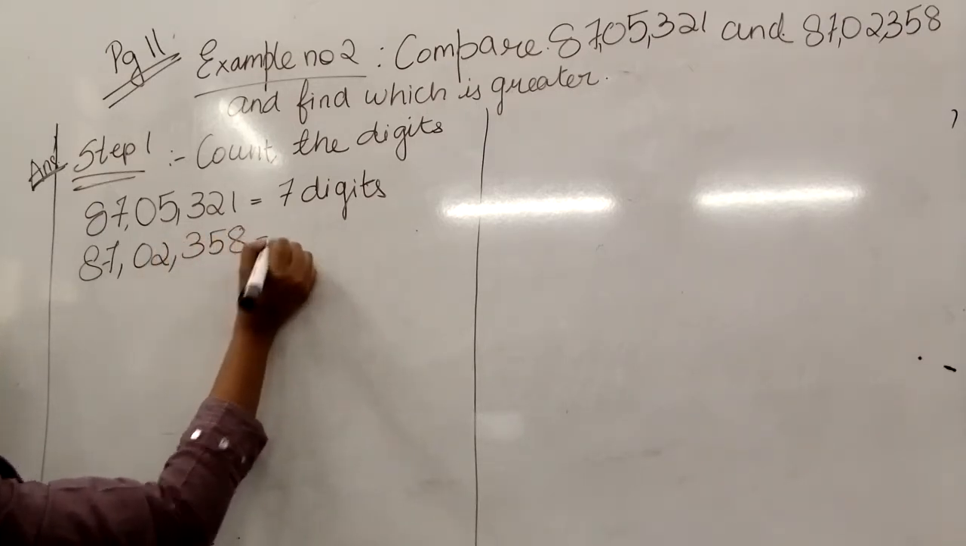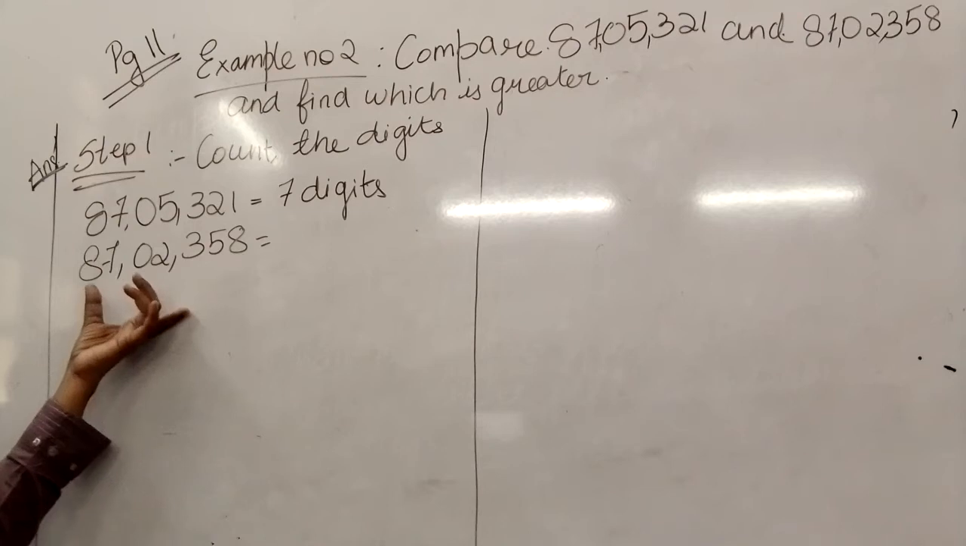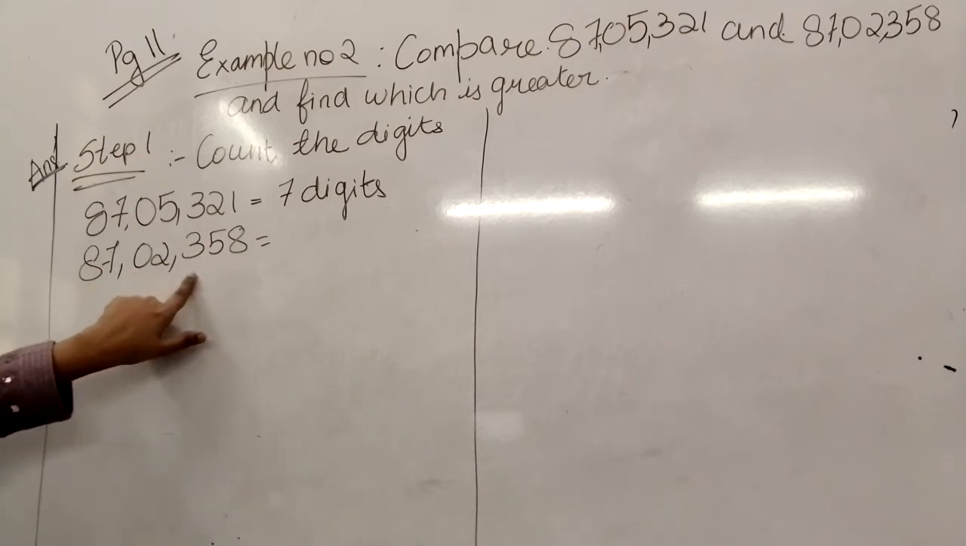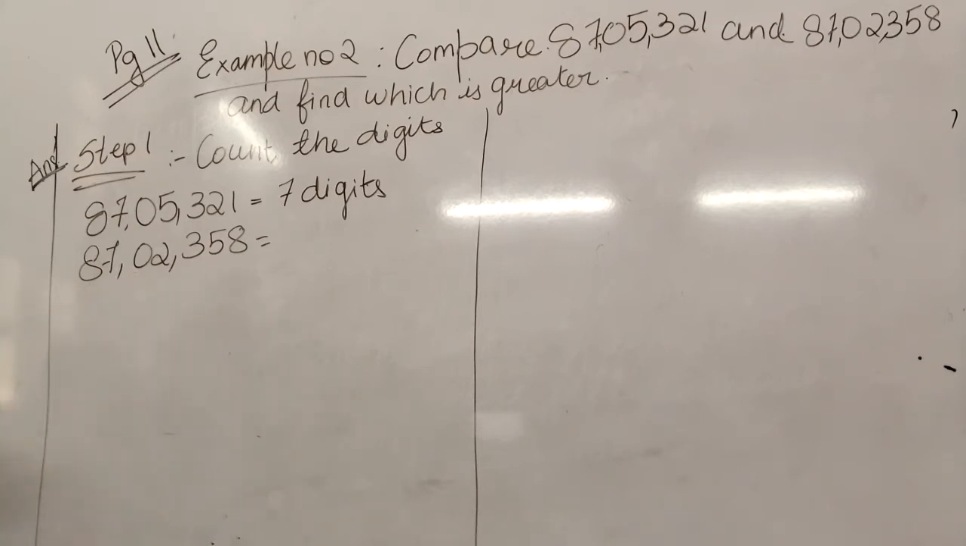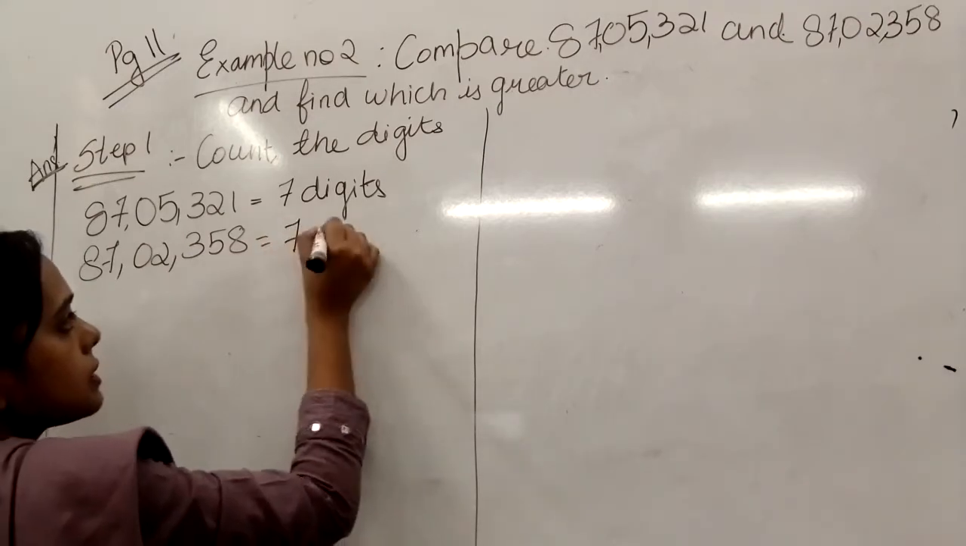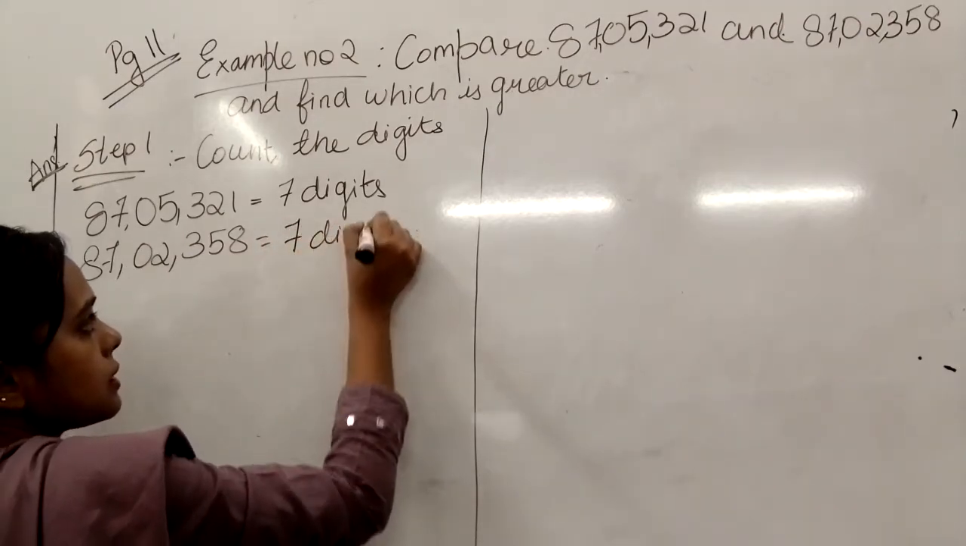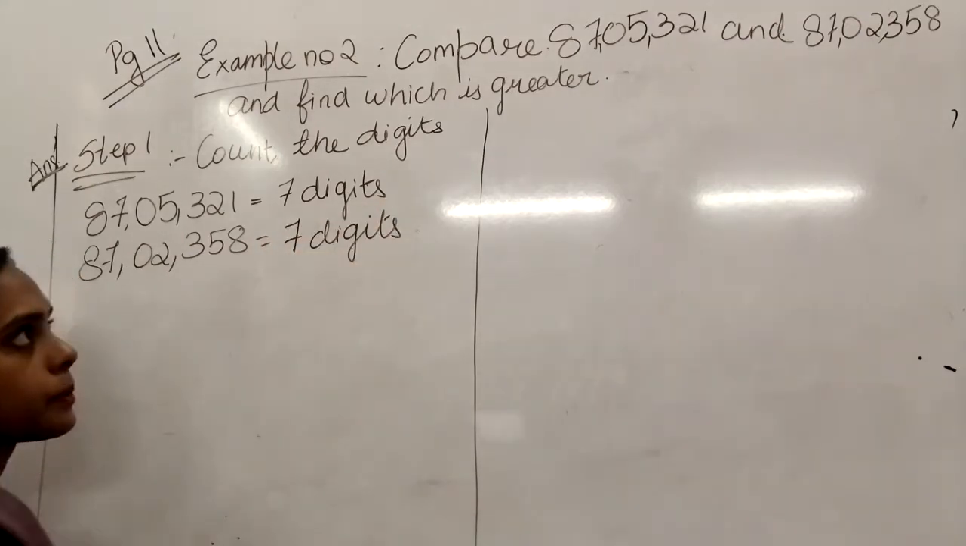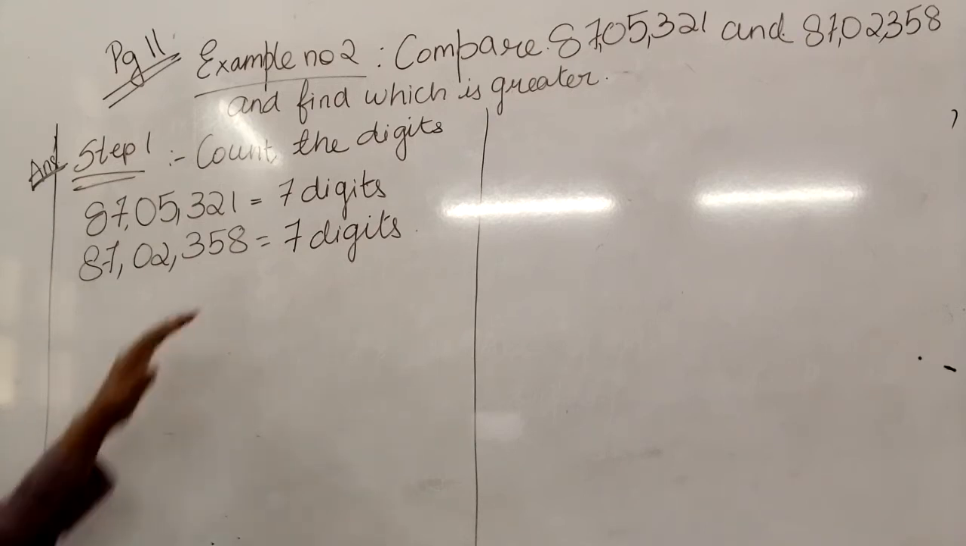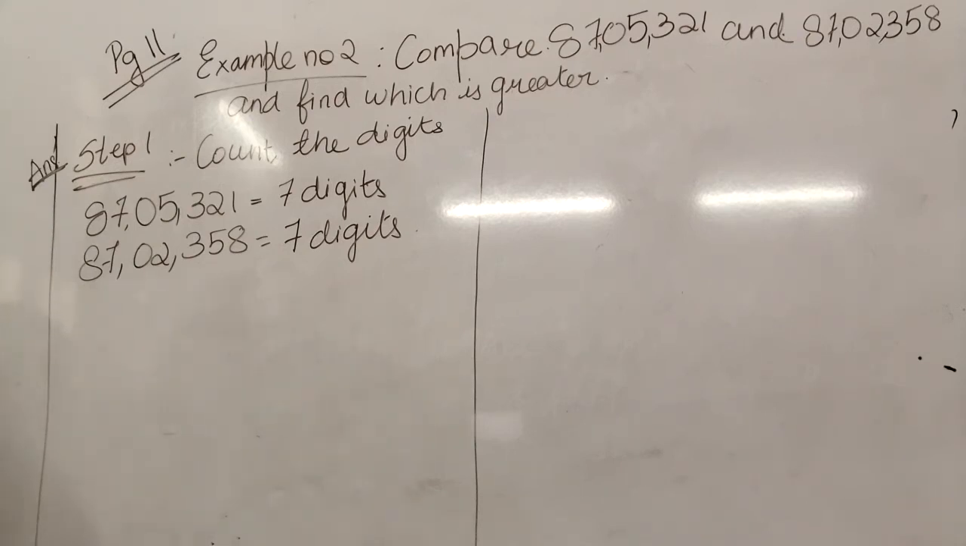87,02,358. Now how many digits does this number have? This also has 7 digits. Okay, very nice. Yes or no? Yes. Both numbers have 7 digits. So what is your conclusion here?